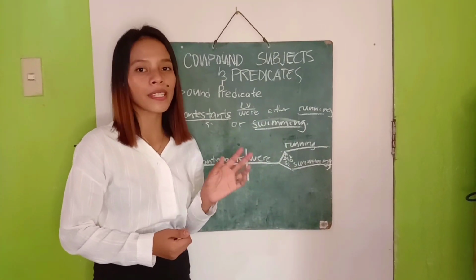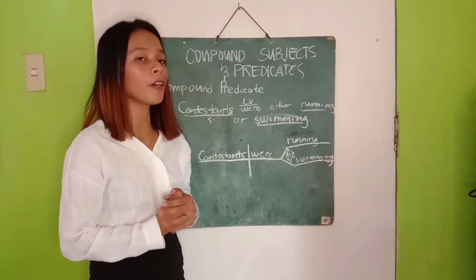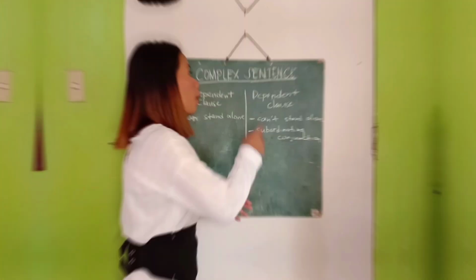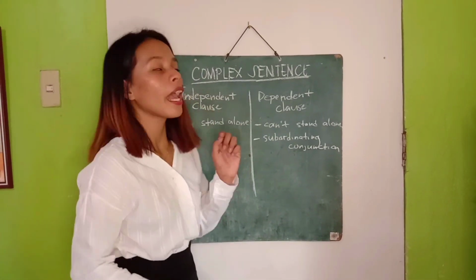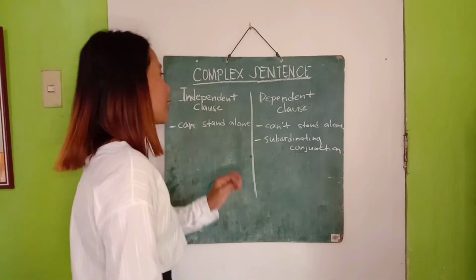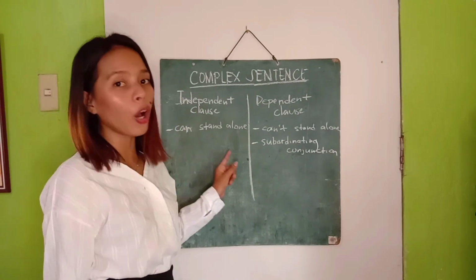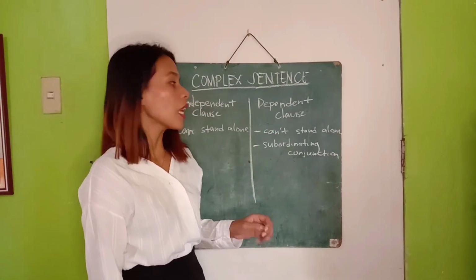Always remember, a compound subject has two or more subjects, and a compound predicate has two or more predicates. Complex sentence. A complex sentence is made up of one independent clause and one dependent clause. Always remember that an independent clause can stand alone, while a dependent clause can't stand alone.